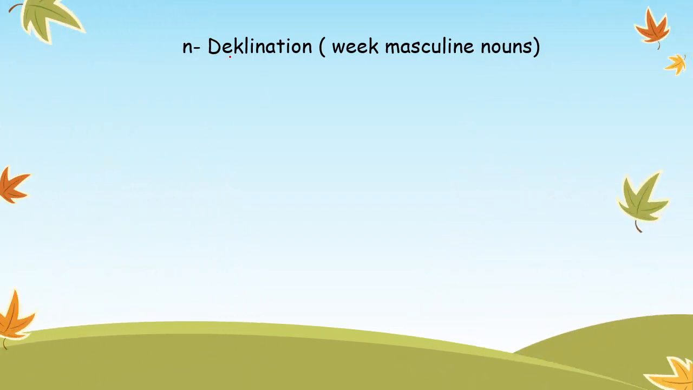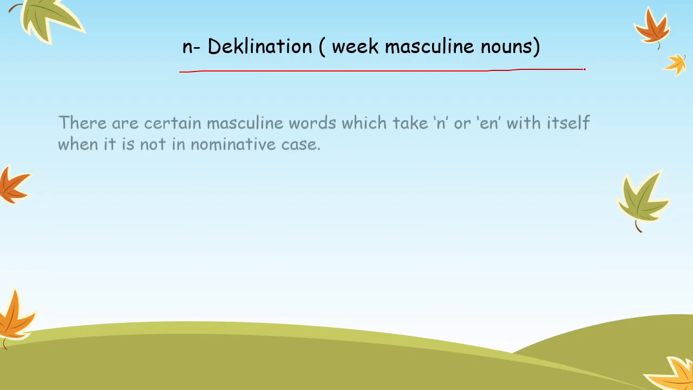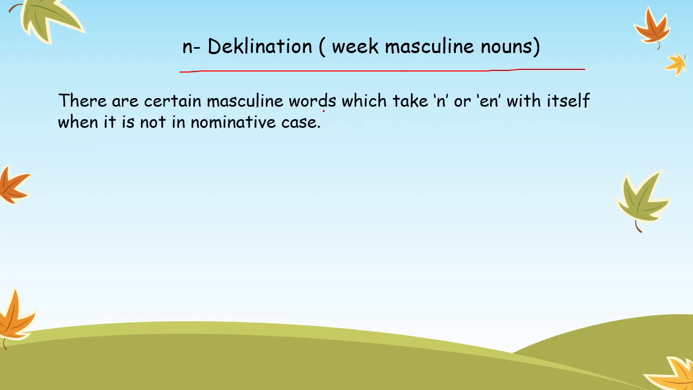N-Deklination, weak masculine nouns. There are certain masculine nouns, not all, just a few, which take N or En when they are not in the nominative case. That means at the end of that noun we add N or En when it is used in the accusative, dative or genitive case.